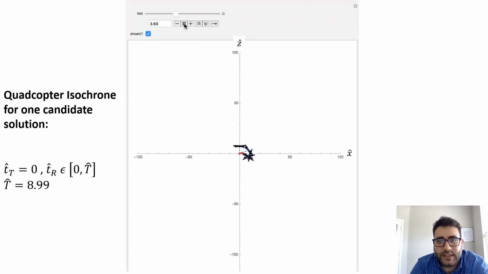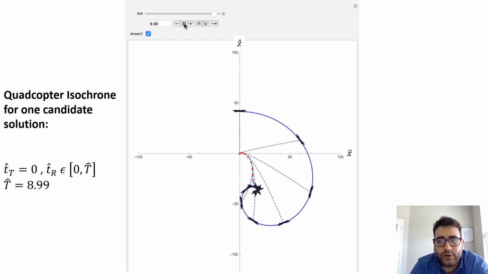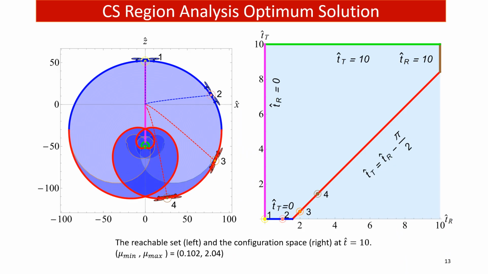Here we are showing one candidate solution when the drone moves with full thrust always and TR hat varies from 0 to T hat, while T hat is 8.99. On the left is the reachable set and the configuration space is on the right. Both have T hat equal 10, and the minimum thrust is 0.102 and the maximum thrust is 2.04.